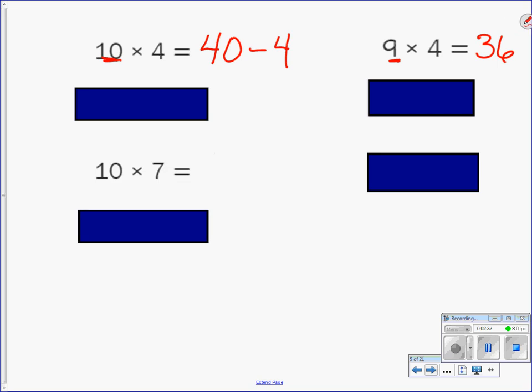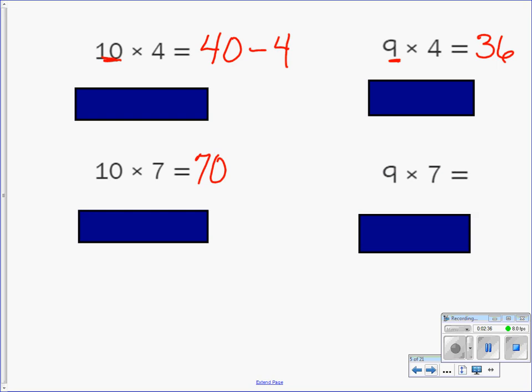10 times 7 is 70, and I can use that to help me with 9 times 7. Here I had 10 groups of 7. Now I only have 9 groups of 7, so I'm going to subtract one group of 7, which then would give me 63. So 9 times 7 equals 63.